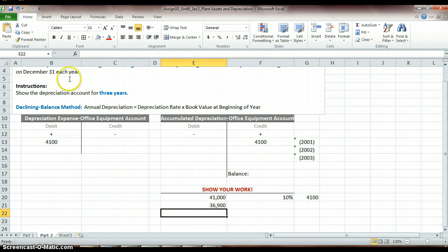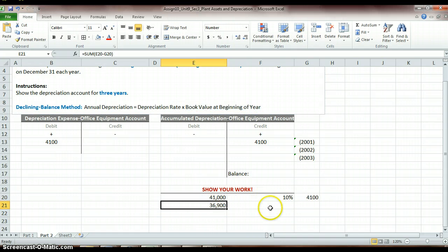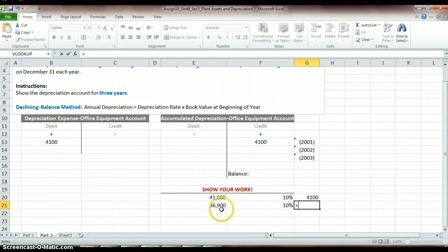So now, because this declining balance method tells me I need to take the book value at the beginning of each year, I need to take this value times my 10% to determine how much depreciation I'm going to see this year. So again, we take our 36,900 and 10%. Now we see it's going to decrease 3,690 this year.